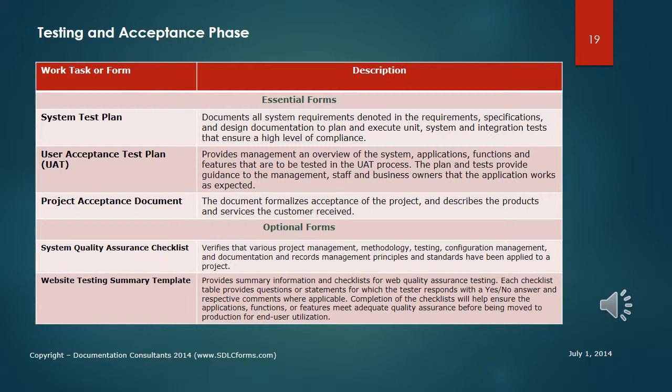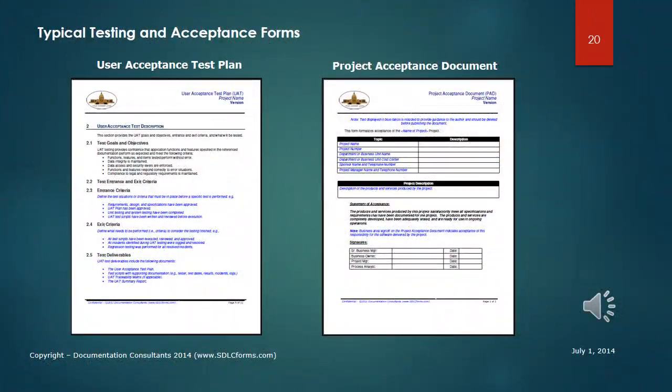The testing and acceptance phase focuses on development of a system test and user acceptance test plans to assure management and the user community that the project is on target and will deliver on promises. The user acceptance test plan provides management with an overview of the system, application, functions, and features that will be tested. The results of testing will provide information and guidance to management, personnel, and the user community that the application works as expected and ensures a high level of confidence.